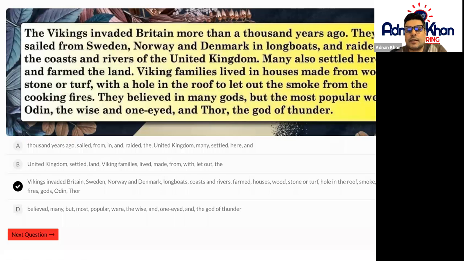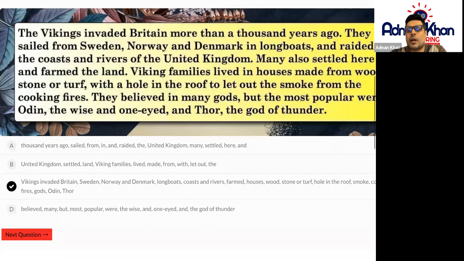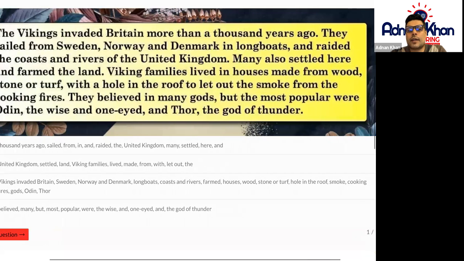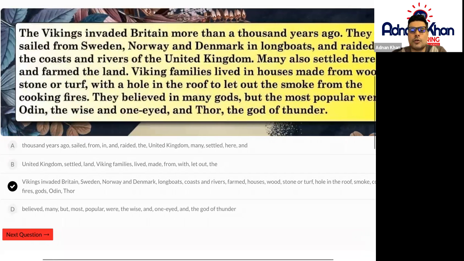Let's look at C. Vikings invaded Britain, Sweden, Norway, and Denmark. Longboats, coasts, and rivers, farmed, houses, wood, stone or turf, hole in the roof, smoke, cooking, fires, gods, Odin, and Thor. Well, this particular sentence does cover a lot of keywords that are from this particular extract. But let's go to D quickly as well. Believed, many, but most popular were the wise and one-eyed and the god of thunder. So D is only talking about their gods.